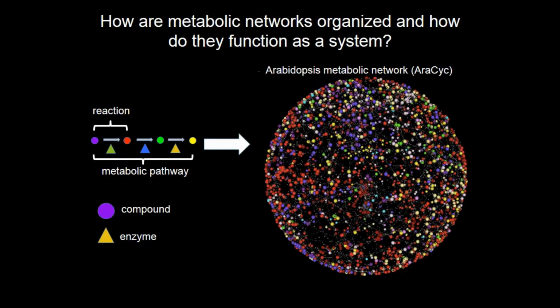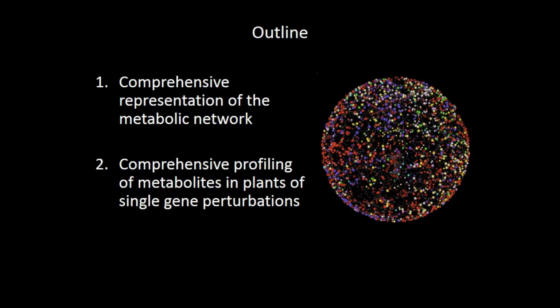Arabidopsis, by the way, is a model organism that a lot of plant biologists study, and it's very closely related to canola. So we're interested in understanding how perturbing a particular site in the metabolic network changes the network as a system, and why and how these changes occur.